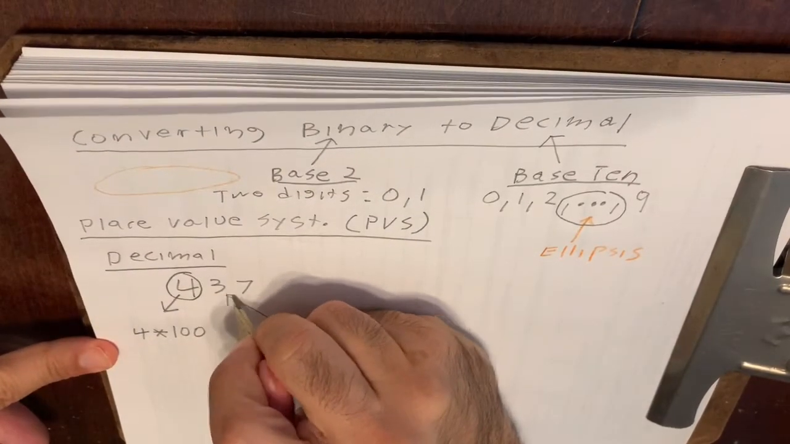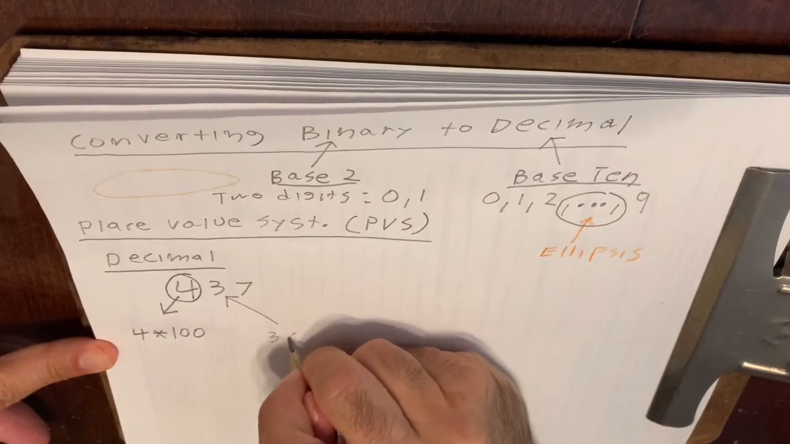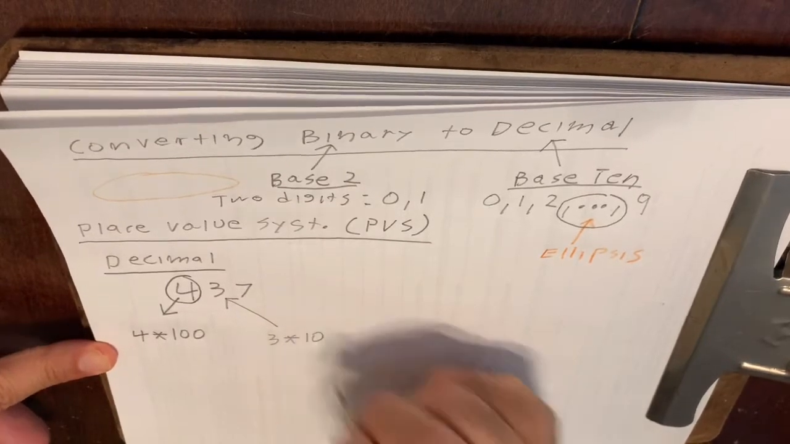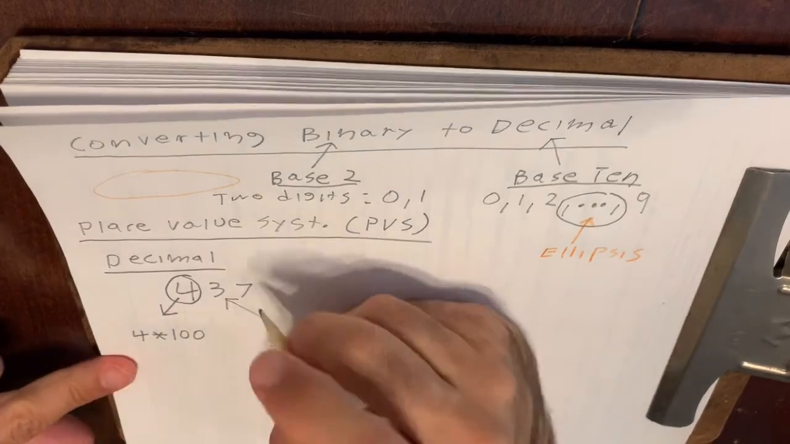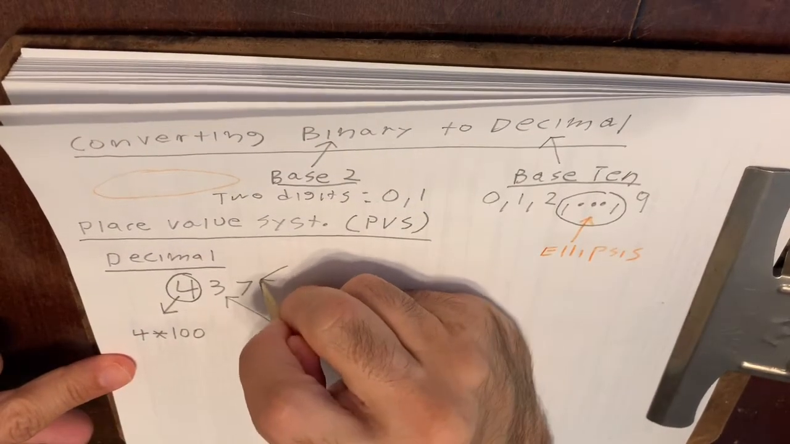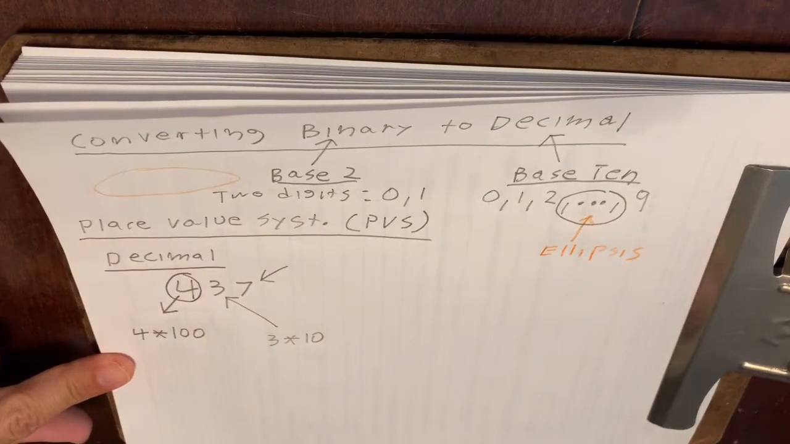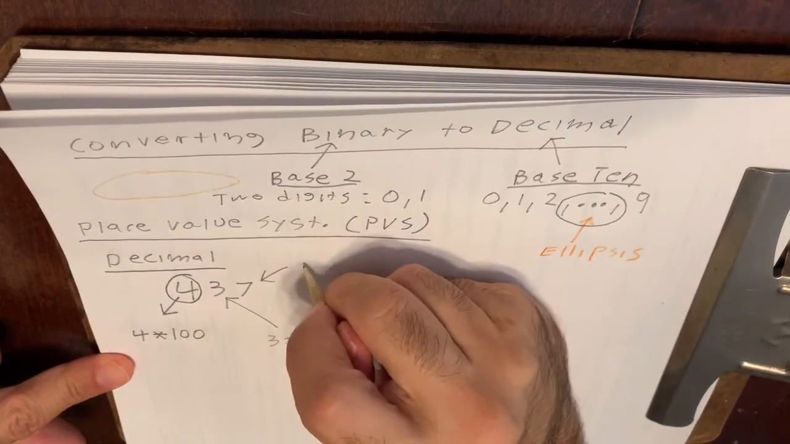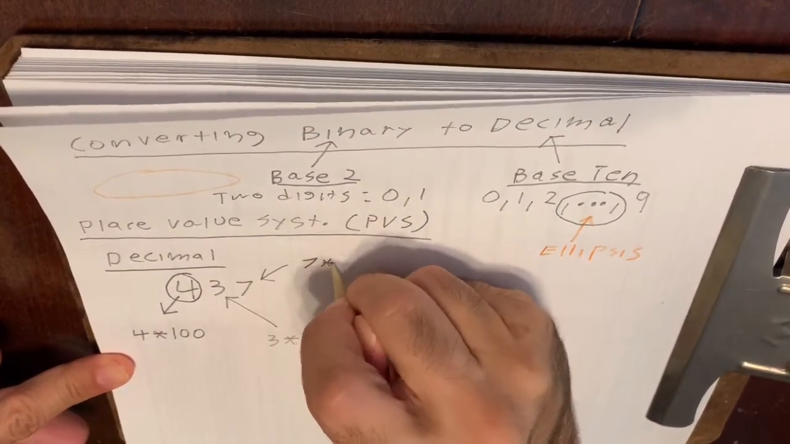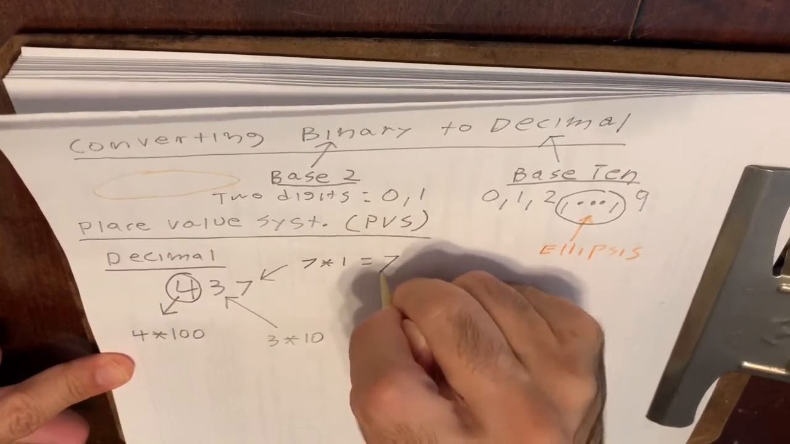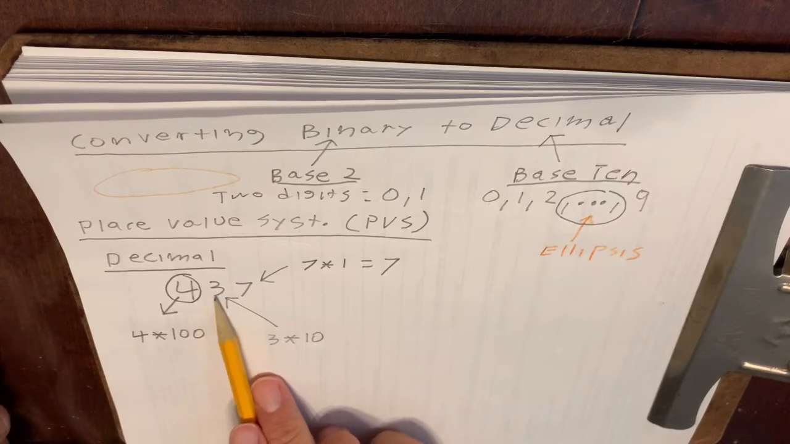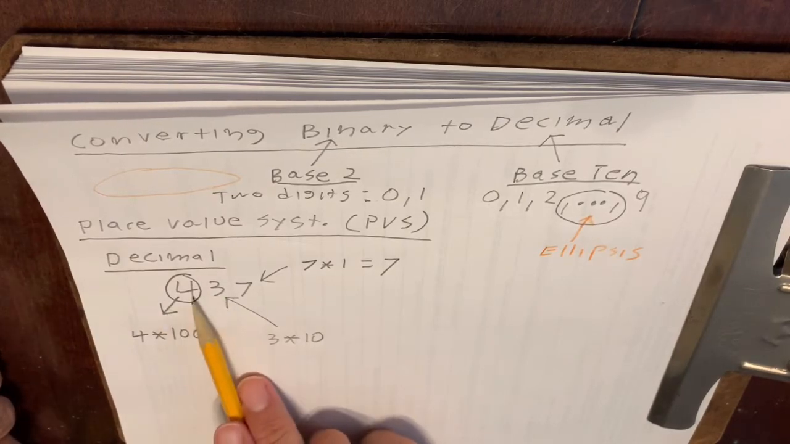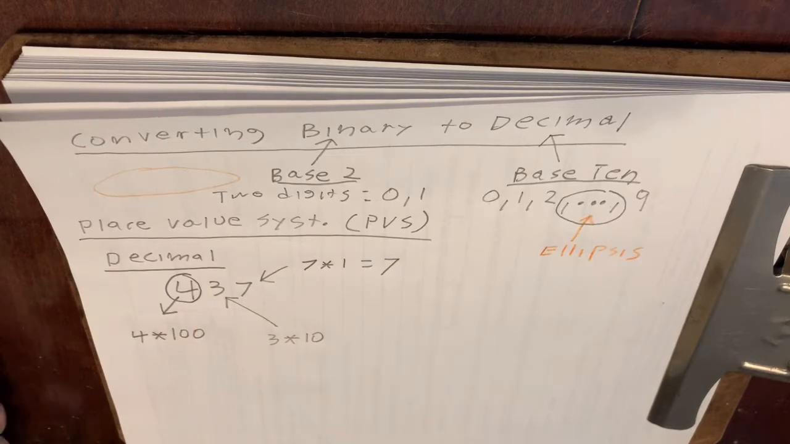This 3 really means 3 times 10 because it's in the tens place. And this 7 doesn't really mean 7. Does it? Well, actually it does. Because this 7 is really 7 times 1, which is 7. So this 7 actually does mean 7, but this 3 doesn't mean 3. This 3 means 3 times 10, which is 30. And this 4 means 4 times 100, which is 400.